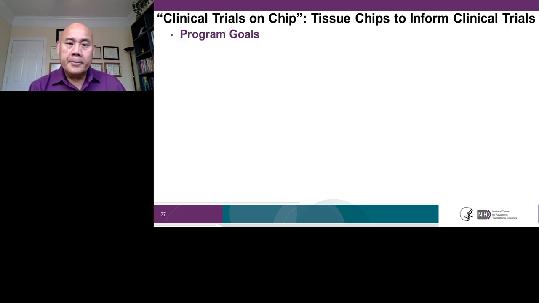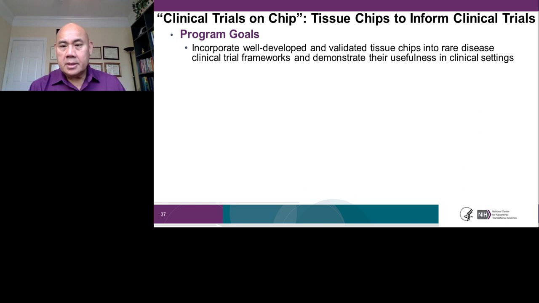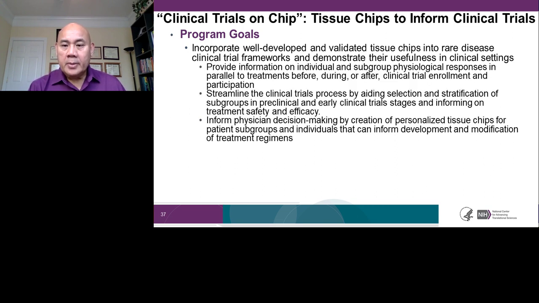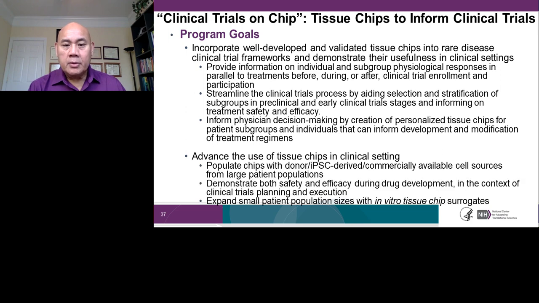And as I mentioned, a new program that is forthcoming would be to use tissue chips essentially for clinical trials on chip to inform clinical trial design, essentially to provide information in terms of the optimal way by which clinical studies can be deployed, for example, by identifying the right population stratification or subpopulations that are most responsive to a particular treatment, and to inform how those drugs can be marketed and packaged for FDA approval.